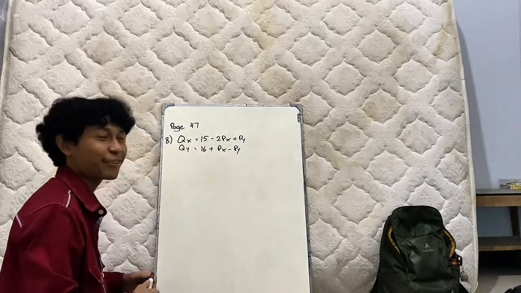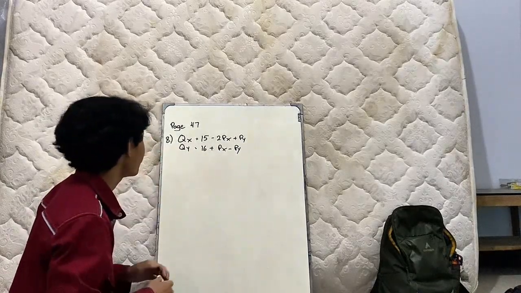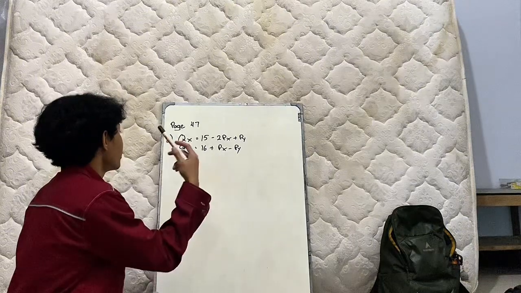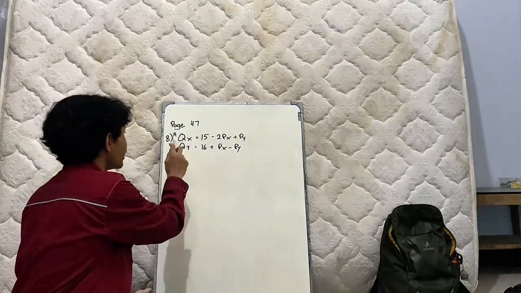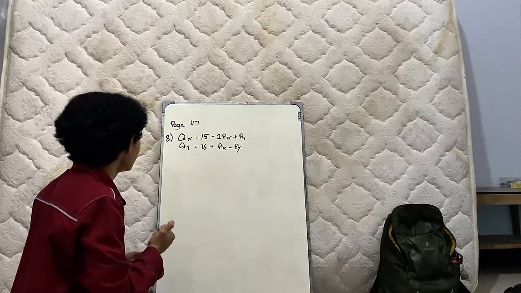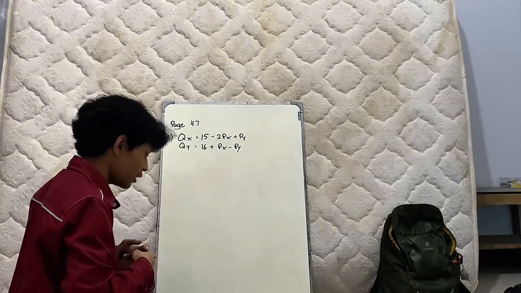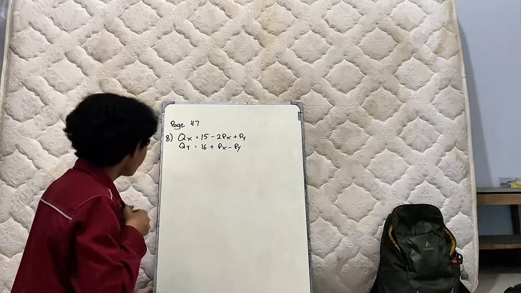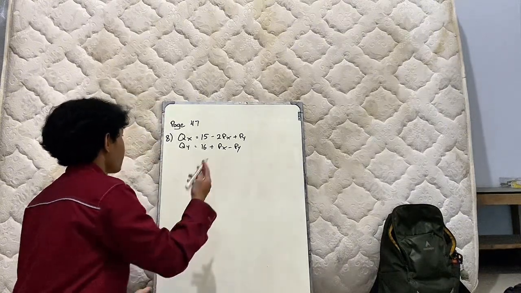Hello, so today I will explain question number 8 of page 47. Here we have two functions, Qx and Qy. In the first question, we have to find the four partial derivatives.